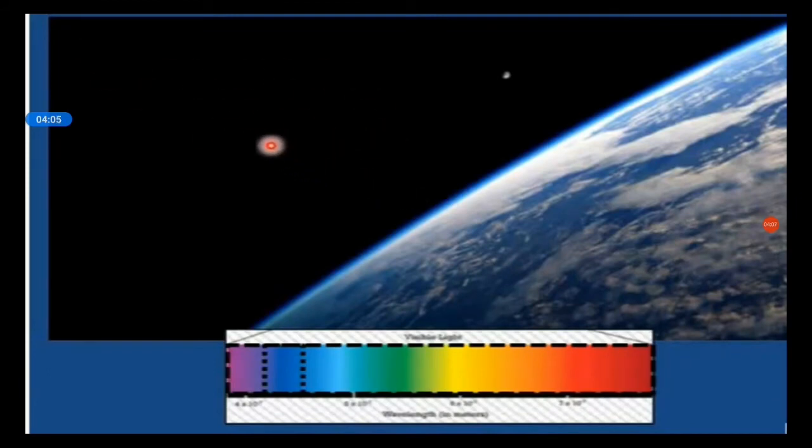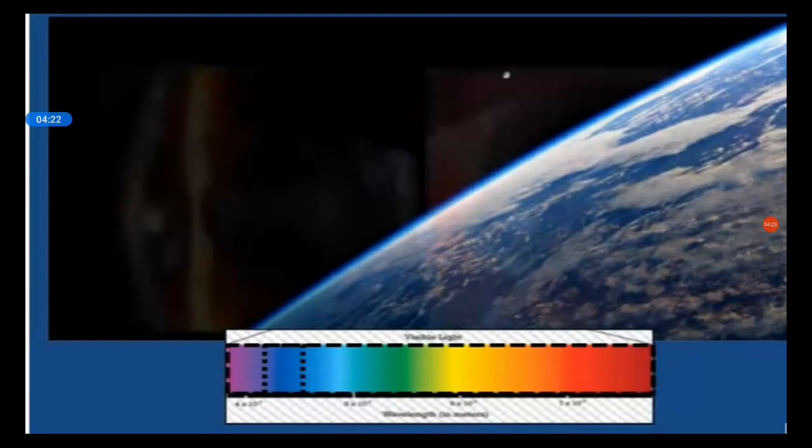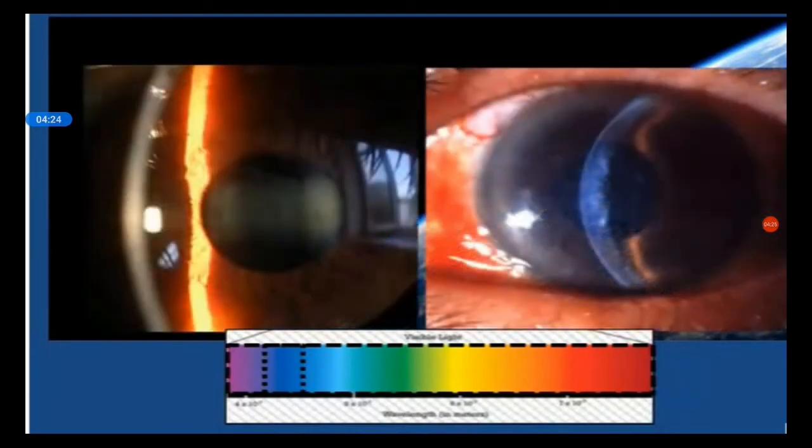So to see anything, we need rays scattered into our eyes or into the camera. When the scatter is on the blue end of the spectrum, we see blue. When there is scatter of the whole spectrum, we see white. When there is no scatter, we don't see anything. Now, in the eye, rays coming from outside pass through the cornea into the eye.